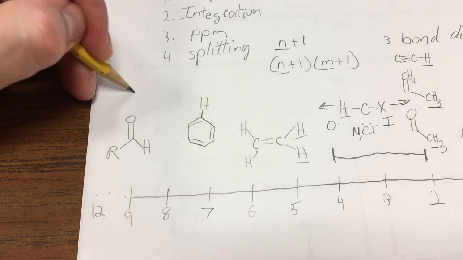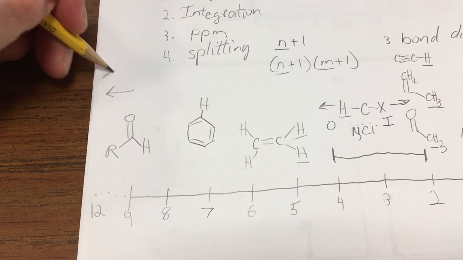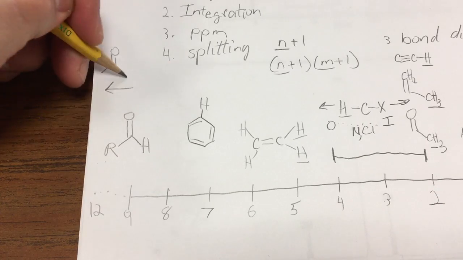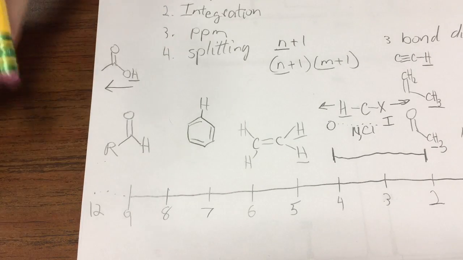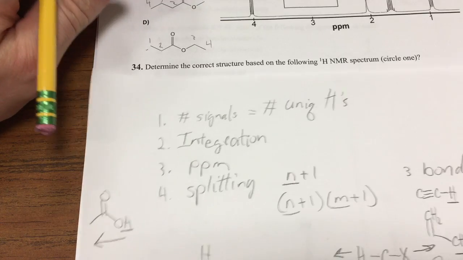Now what I couldn't fit on here, which is going in the 12 region, is something that's attached to a carboxylic acid. Sometimes, most of the time in practical chemistry, that doesn't show up. This hydrogen here is attached to an oxygen, so there could be a very broad peak there because of hydrogen exchange. So anyway, let's go back to this problem now.